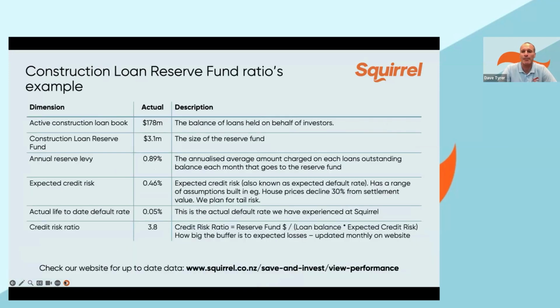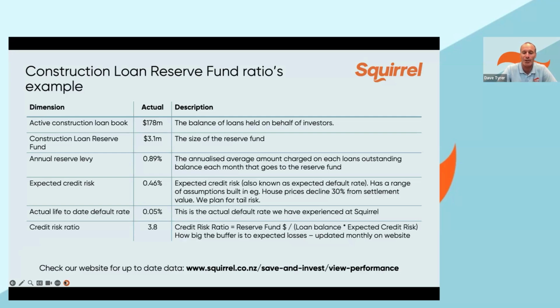Here's an example of the information you can find on our website about how the reserve funds are performing. So I've used our construction loans as an example. And as I said, all of this information is on our website. If you go to the Save and Invest menu and look at the View Performance page and scroll through that page, you'll see a wealth of information. We're really transparent in the way that this works. And I would say we're one of New Zealand's most transparent lenders, if not the most transparent around how this works. I've rounded these numbers. They were taken off our website yesterday, but I've rounded them just so you get a sense of it.